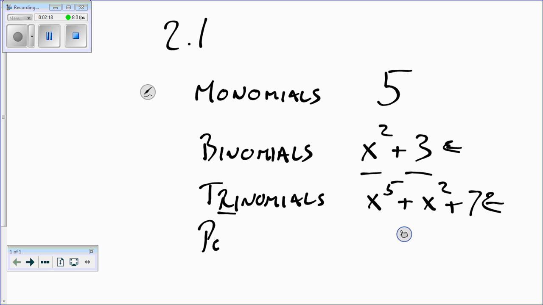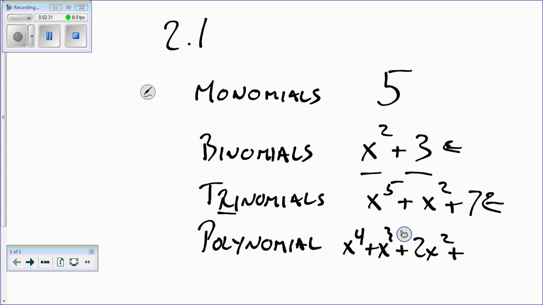So if it says polynomial, it will be something like this: x to the 4th plus x to the 3rd plus 2x to the 2nd plus 4x plus 2. And they could have subtraction. I'm going to write a couple subtractions. And that will be a polynomial, because it's got 5 terms.